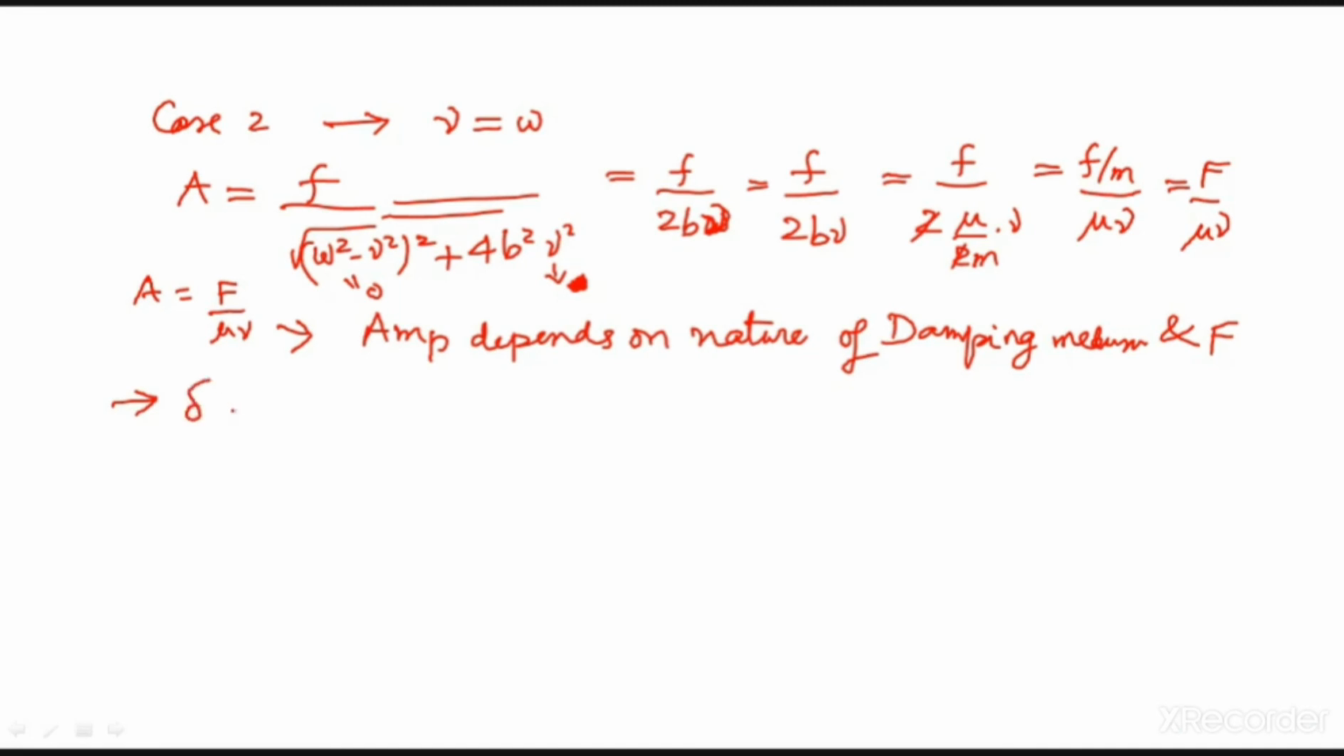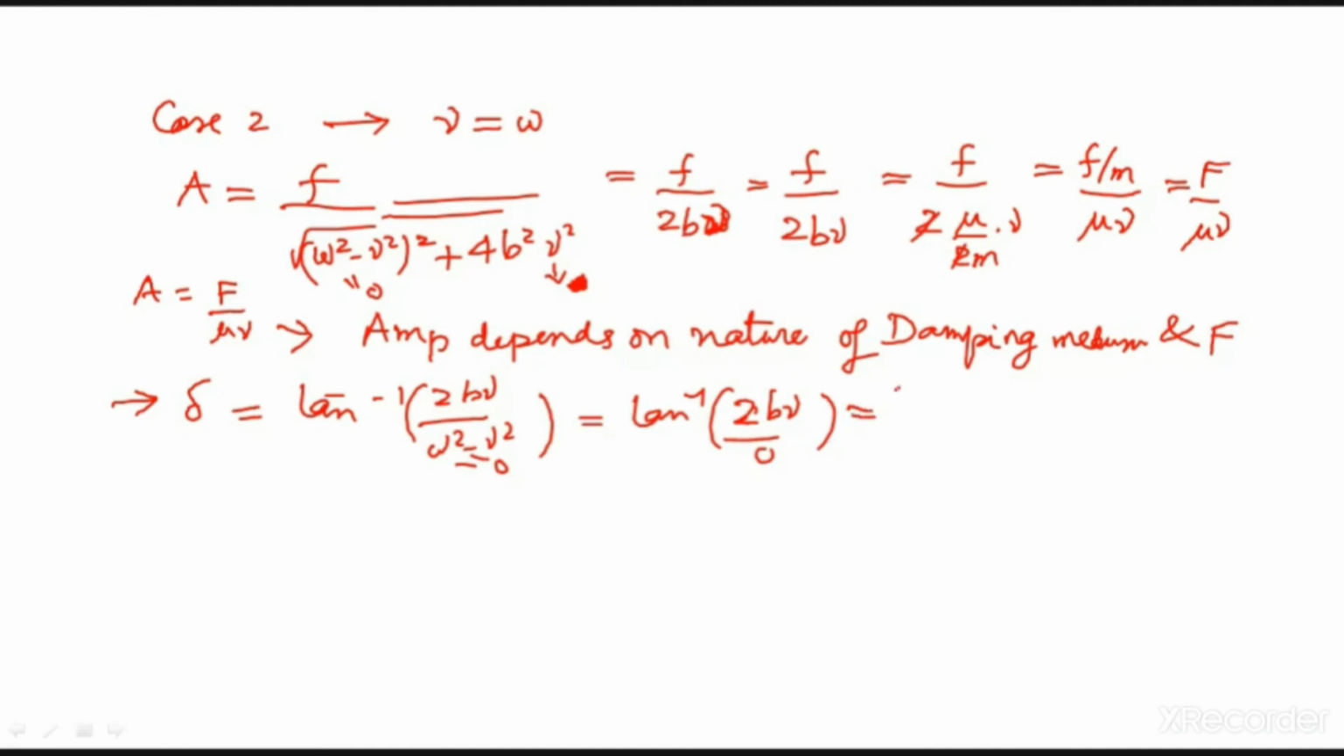What is that with respect to delta? So here tan inverse of 2b mu by omega square minus mu square. Since omega square is equal to mu square, the frequency is equal to omega, therefore the denominator is equal to 0. Therefore, tan inverse of 2b by 0, this term goes to infinity. Something divided by 0 is infinity. So what is tan of infinity? From mathematics, the angle is 90 degrees.